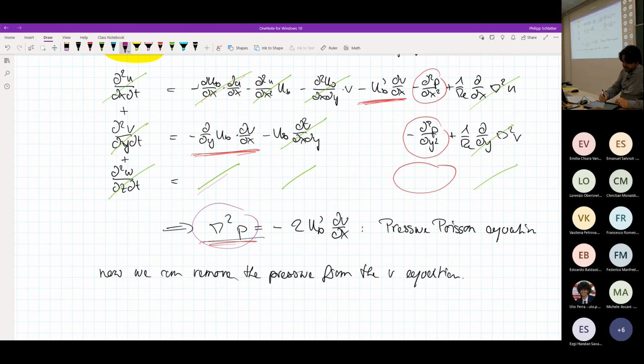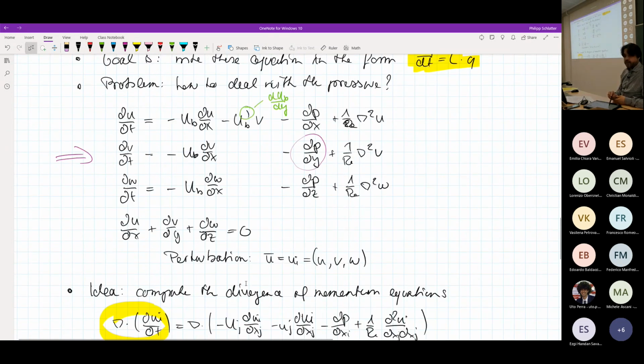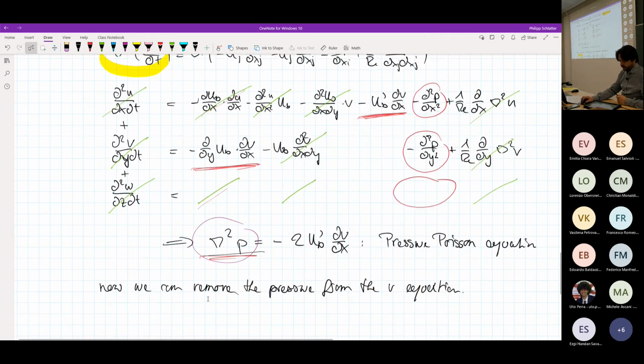So of course the easiest is if we just multiply the v equation with nabla squared. So we take essentially the Laplace operator of the second equation, because then we will get exactly d/dy of Laplace p, which is what we now know how to replace.